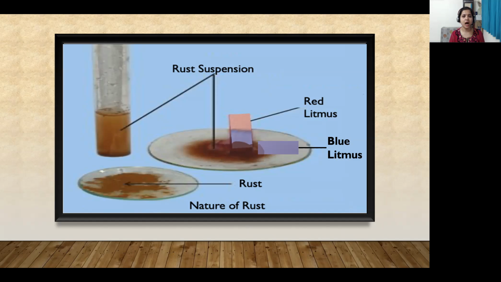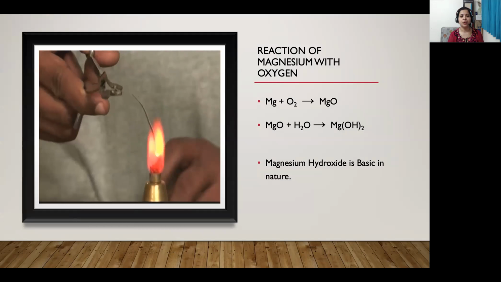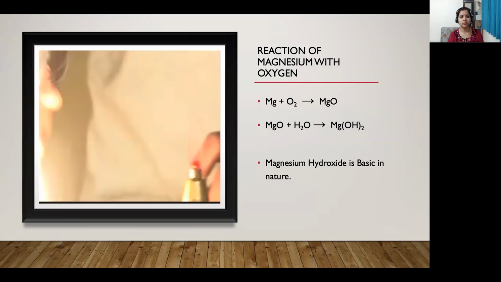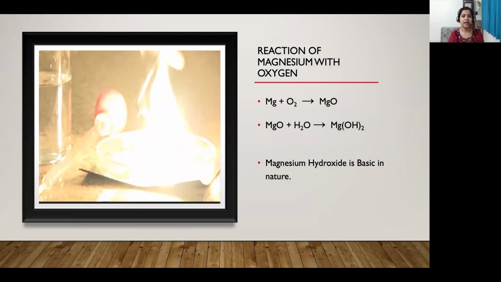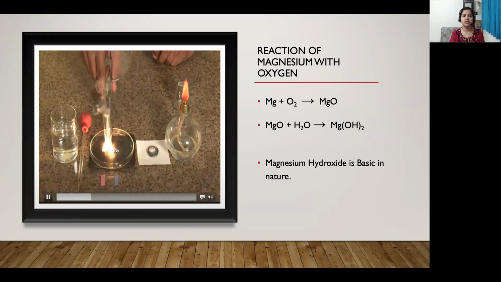Now let's check how magnesium reacts with oxygen. Bring one magnesium ribbon and burn it in fire. It will react with oxygen, and let's see what will happen. You will observe that when we show it to the flame, it will burn with a glow, and the ribbon will produce a white color ash. That white ash is the magnesium oxide. It means magnesium reacts with oxygen to produce magnesium oxide.